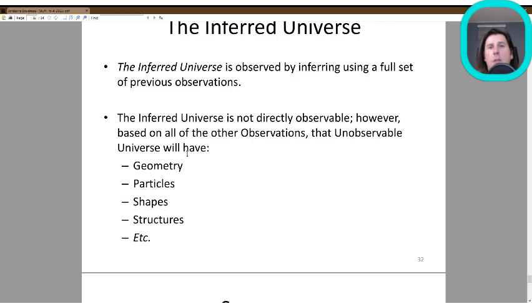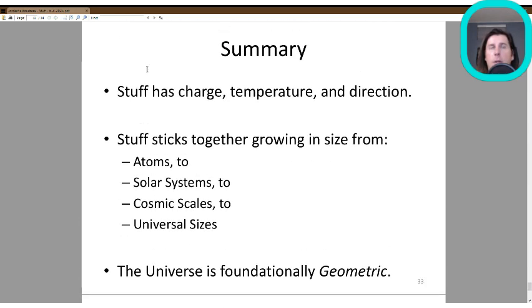And you're still going to have to balance all of these. In the summary, the stuff has charge, temperature, and direction. These big bangs have a charge, a temperature, and a direction associated with them as a complete phenomenon. If you start looking at particles, forget it; consider the Big Bang as an entire particle itself. So stuff sticks together, growing in size from atoms to solar systems to cosmic scales, and from cosmic scales to universal sizes. And the universe is foundationally geometric. It's basically a gigantic matrix of triangles that stick together in different shapes and rotations to make bigger and better structures.